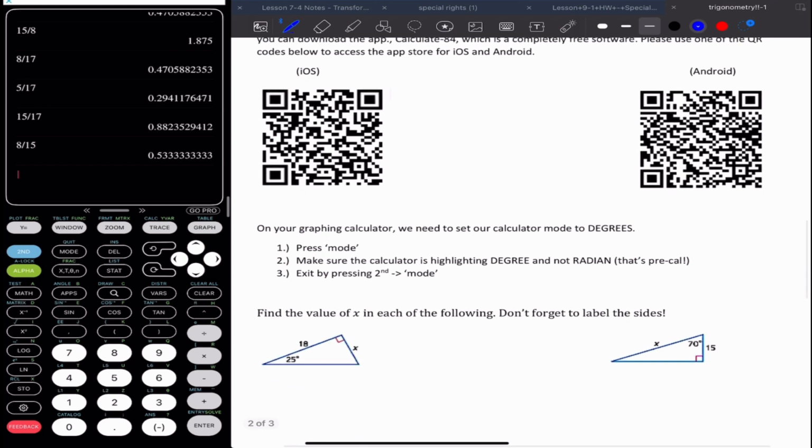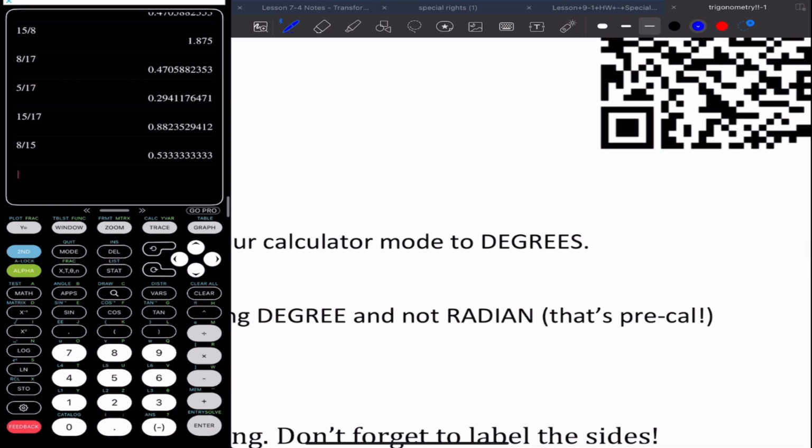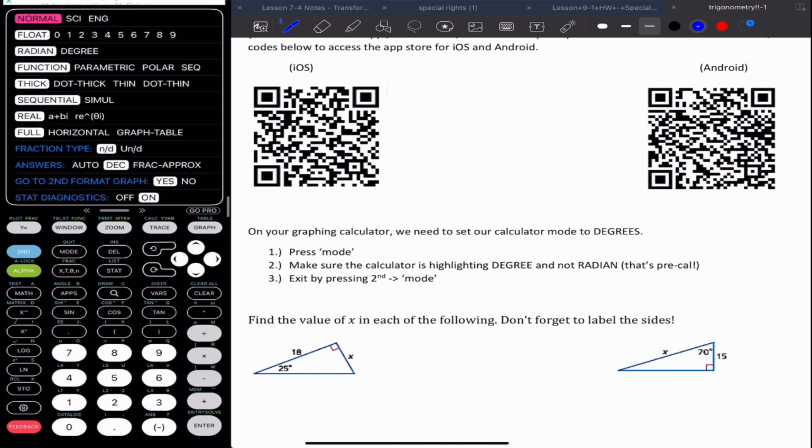Okay, let's learn how we should set up your graphing calculator. So on your graphing calculator, we need to make sure our calculator mode is in degrees. How do we do that? Here are your steps. First of all, on your calculator, find the mode button. I'm gonna press mode, which is next to the second button, okay? You can see that light blue button, that's second. Right next to it is the mode button.